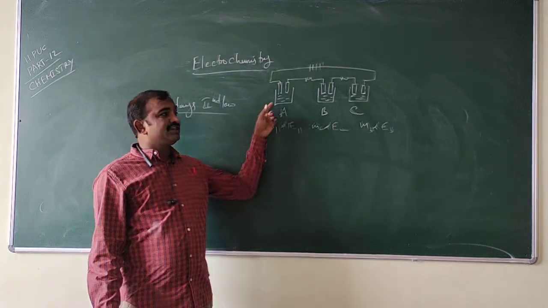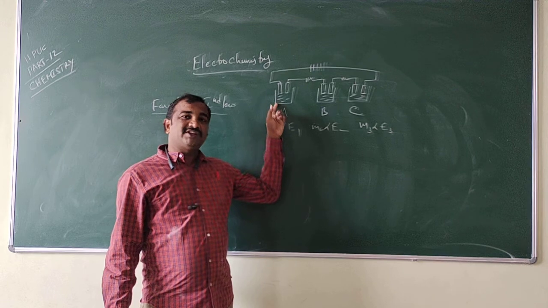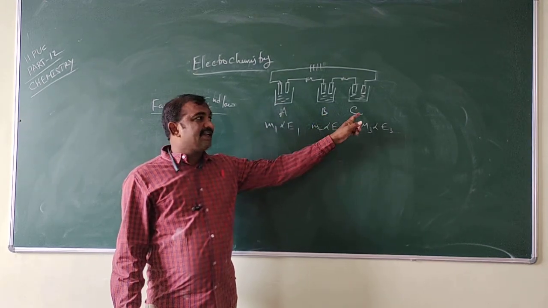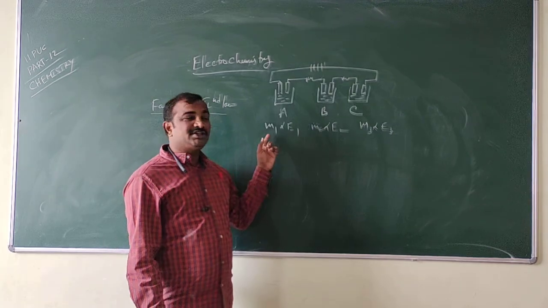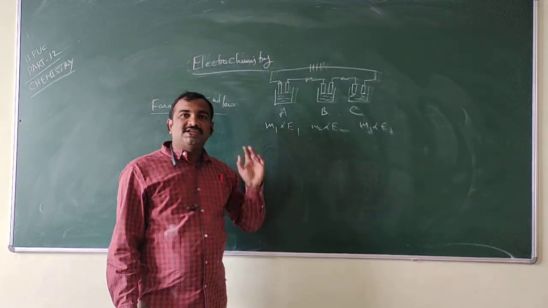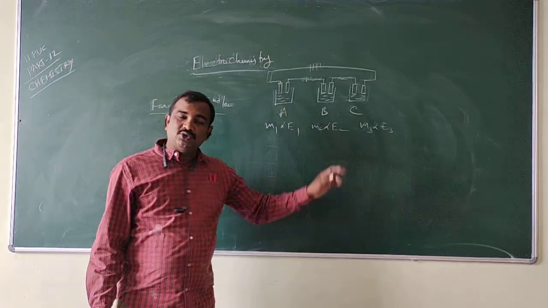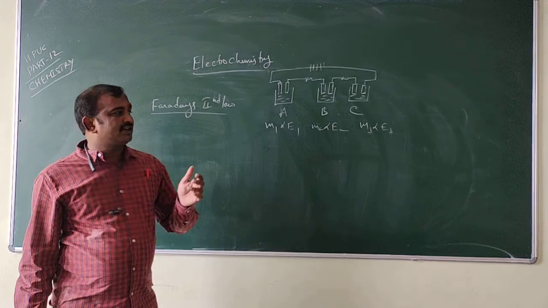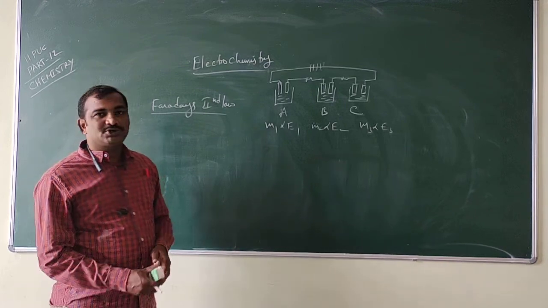That means the equivalent weight is E1 for A, E2 for B and E3 for C. So m1 is not proportional to E2. m1 is proportional only to E1 and m2 only to E2. Like that, m1 is proportional to E1, m2 to E2, and m3 to E3.